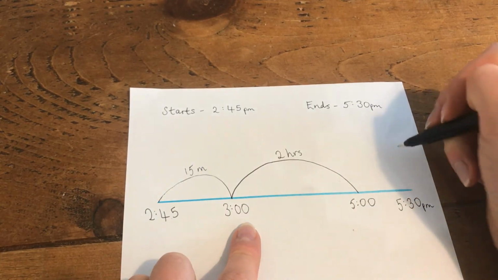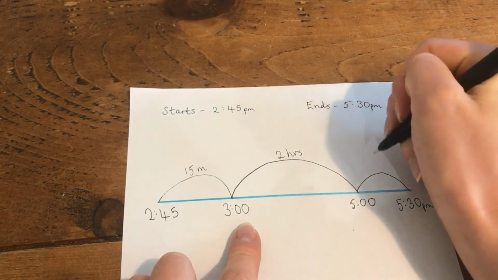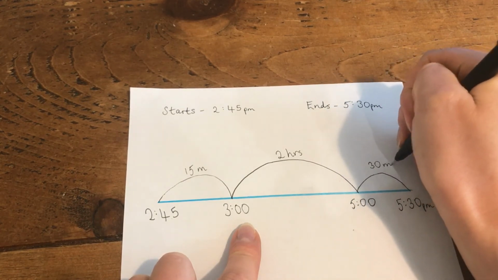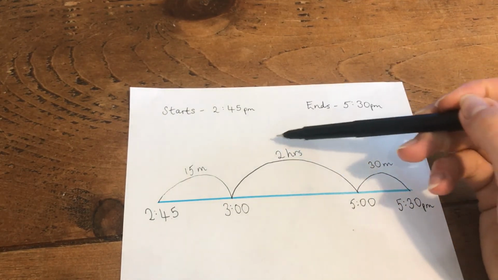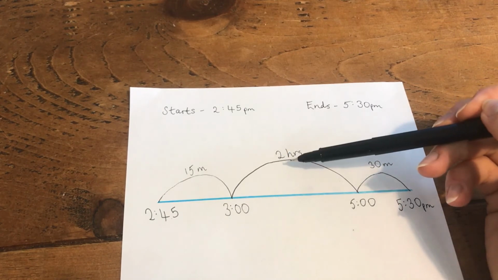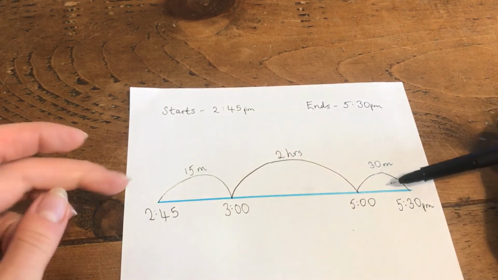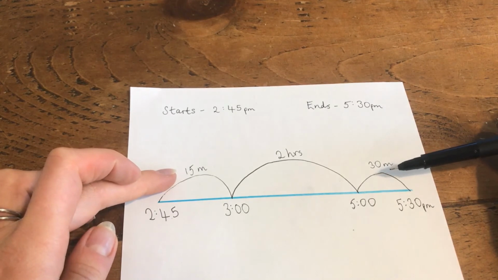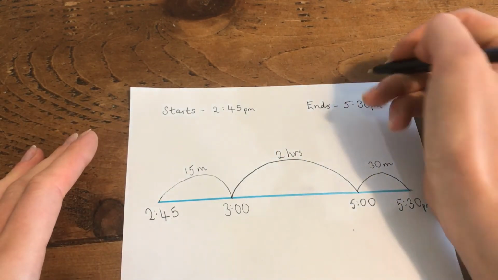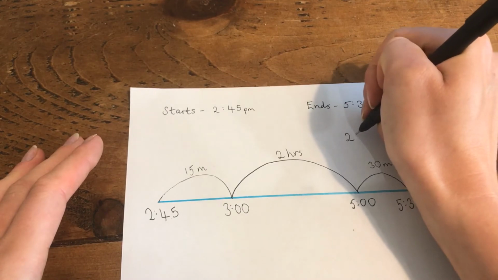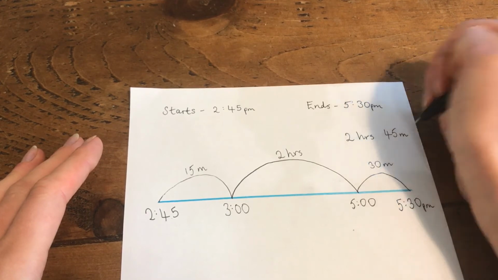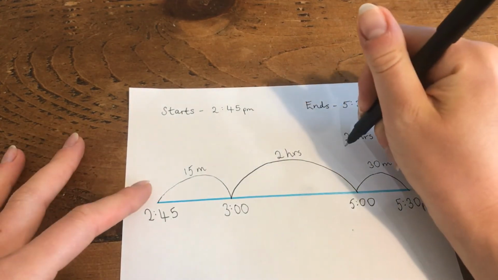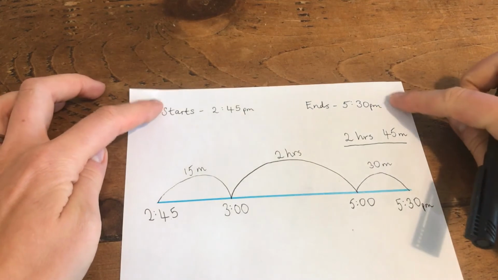And then we've got the 30 minutes here. So now the next bit you need to do is obviously add up the jumps that you've done and what you've added on. So I've got my 2 hours, and I would always start with adding the hours first. So I've got 2 hours, and then I've got 15 minutes and 30 minutes. So the total for that is 2 hours and 45 minutes. Okay, that's how long the film was using my times.